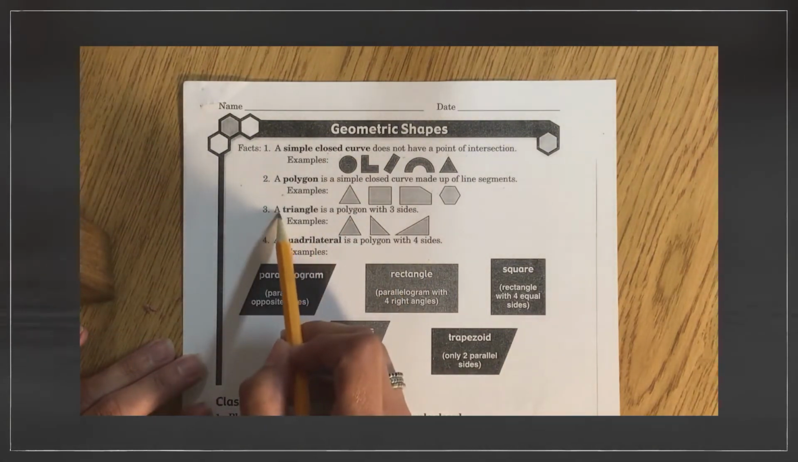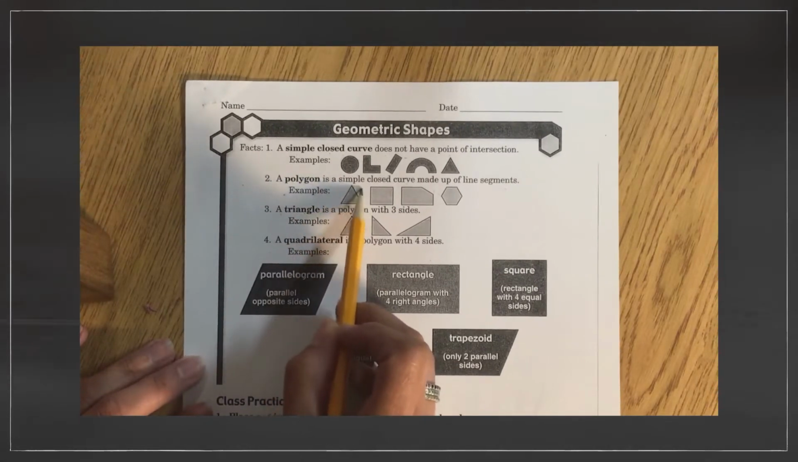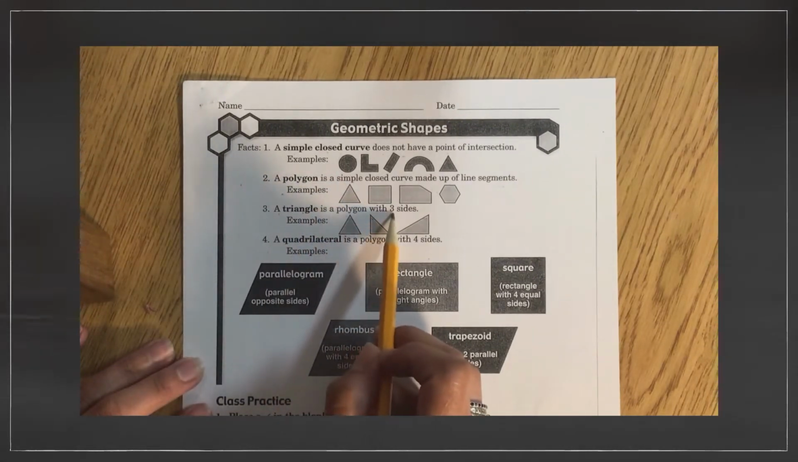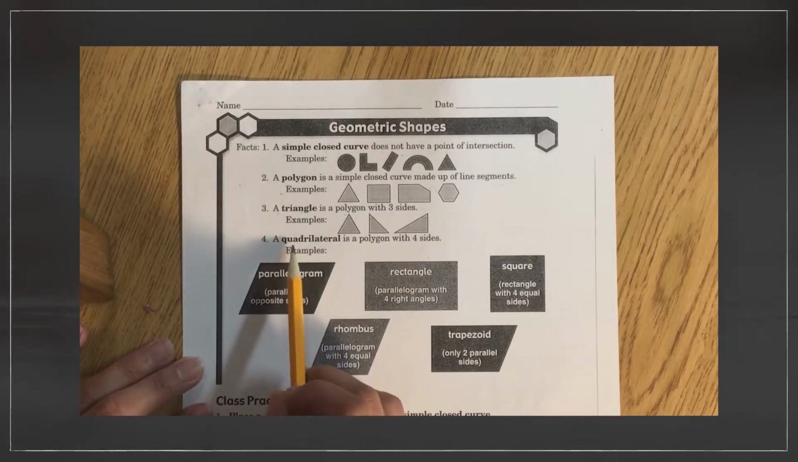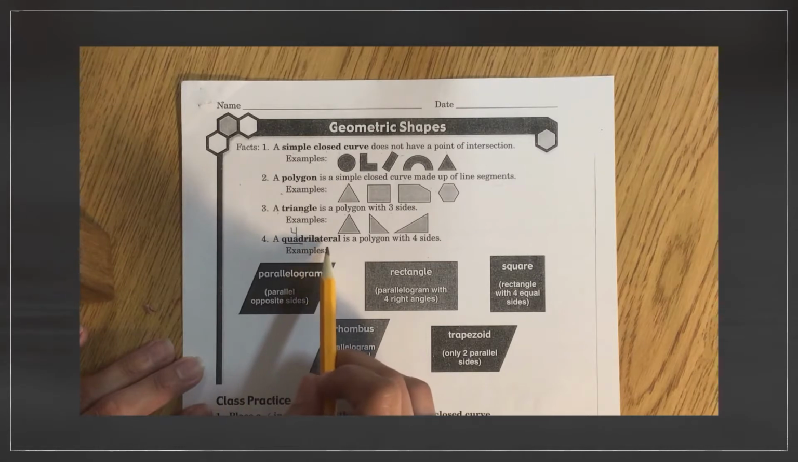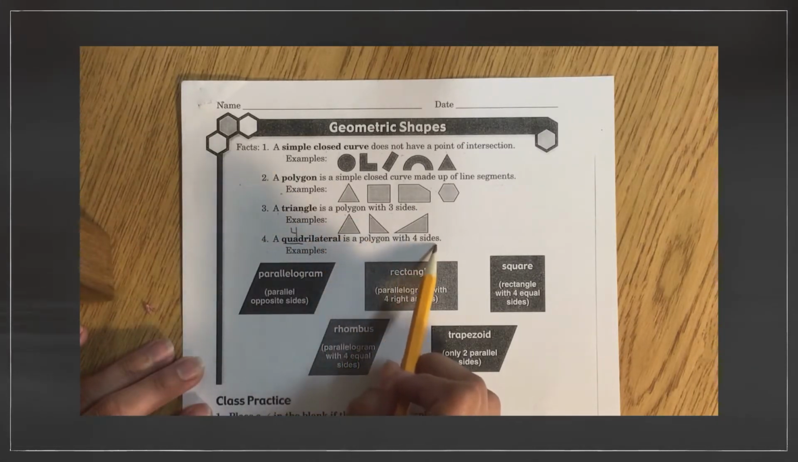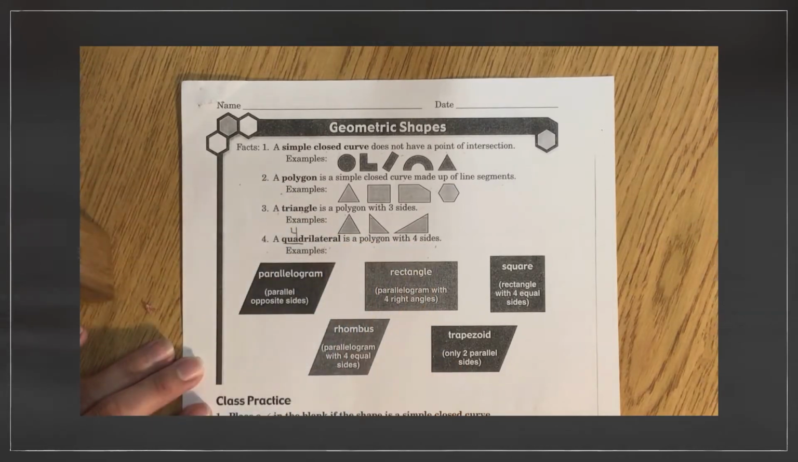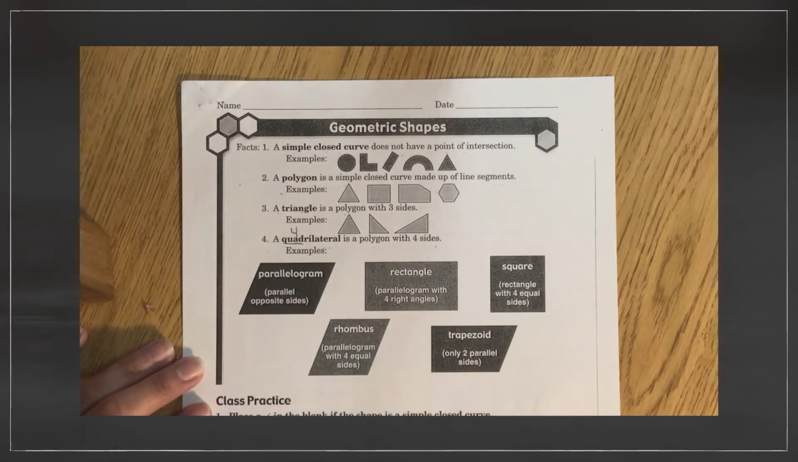The third one is a triangle. Now this is a polygon, meaning it has line segments, but it also has 3 sides, only 3 sides. And then lastly, a quadrilateral. I don't know if you know, but quad actually means 4. So a simple closed curve that is a polygon and has 4 sides is called a quadrilateral. And then we have 1, 2, 3, 4, 5 different quadrilaterals that we're going to look at.